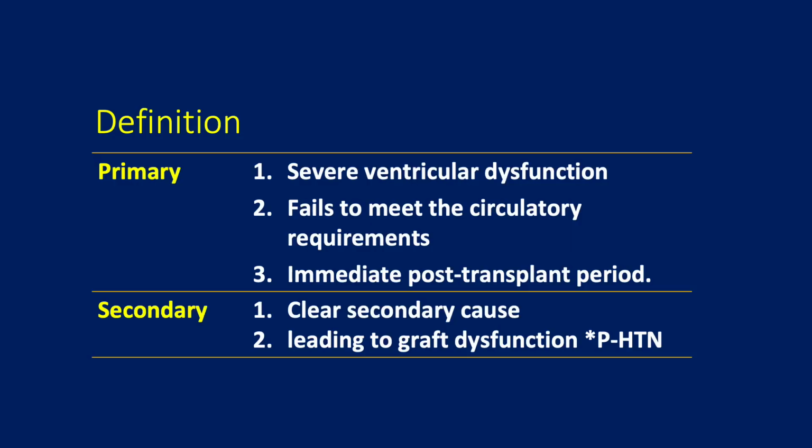This talk will mainly focus on primary graft dysfunction, which presents as severe ventricular dysfunction of the donor heart, which is unable to meet circulatory demands of the recipient in the immediate post-transplant period. It manifests as either left or right ventricular dysfunction or biventricular dysfunction, typically presenting with a low cardiac output, hypotensive state, despite adequate filling. There's no clear etiology. Conversely, there's also a secondary graft dysfunction where there is a clear etiology, i.e. pulmonary hypertension.